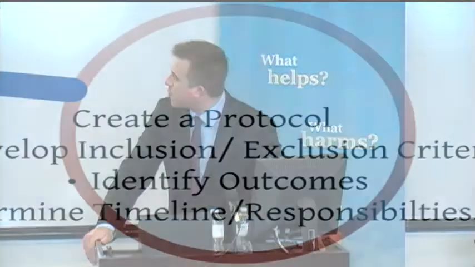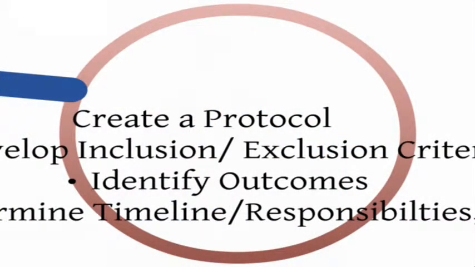Then, of course, you create a protocol. Wow, that's really miscentered. I wonder if it's at the screen, maybe. But we can figure out what that means. We create a protocol by creating inclusion-exclusion criteria, right, for which studies we're going to select. We want to identify the outcomes. And we come up with some timeline, and hopefully we distribute the responsibility evenly.